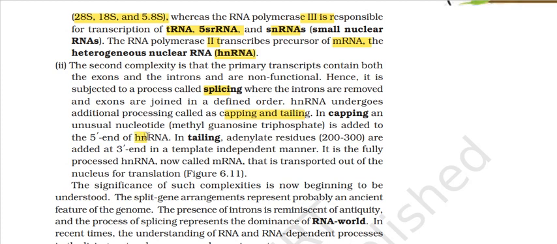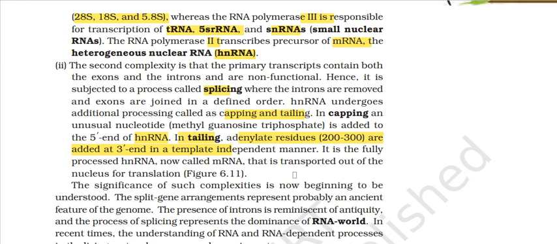In tailing, adenylate residues 2 to 300 are added at 3' in a template independent manner. It is the fully processed hnRNA, now called mRNA, that is transported out of the nucleus for translation. So basically, in case of eukaryotes, complexity बढ़ गया है. अब directly एक तो पहले हमारे पास different RNA polymerase होंगे, different जो हमारे processes है उनको catalyze करने के लिए.